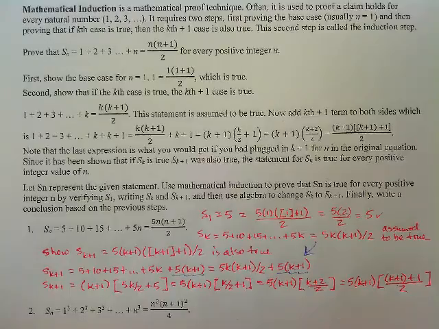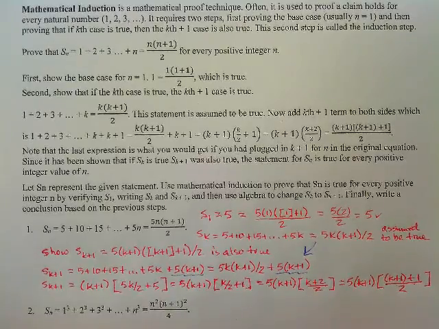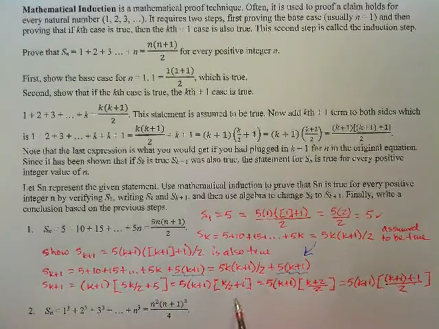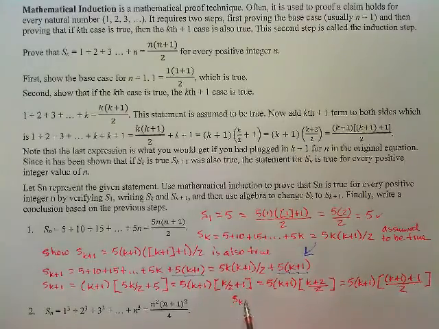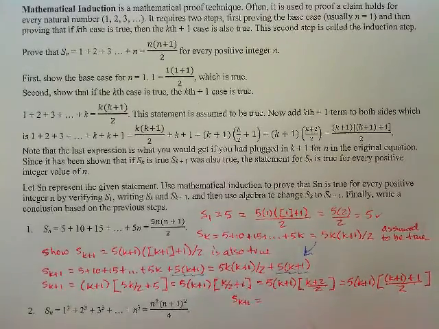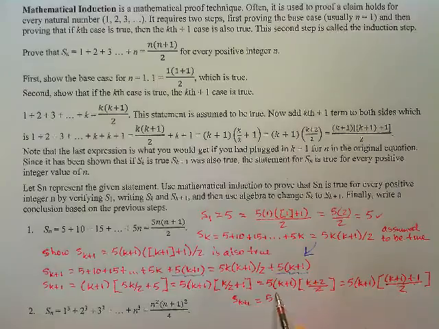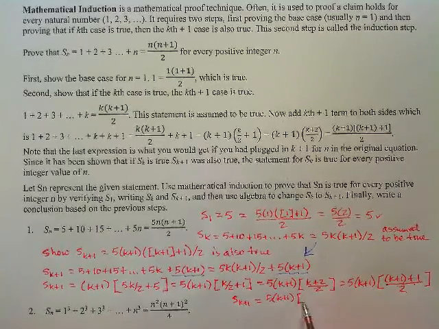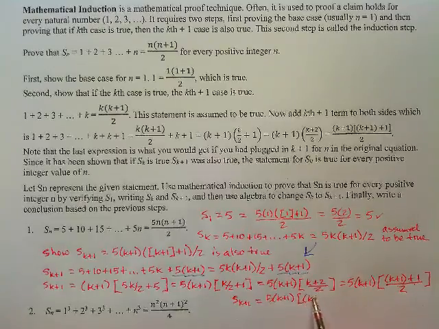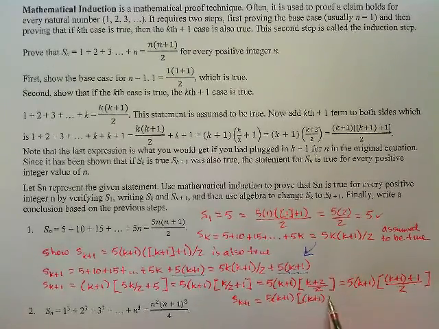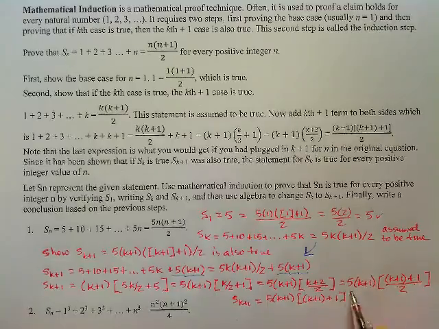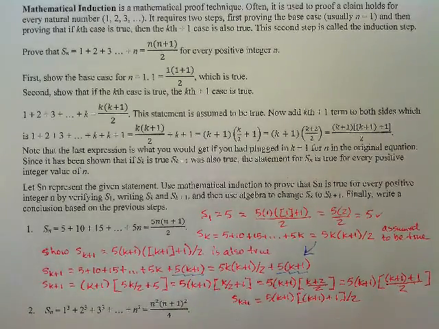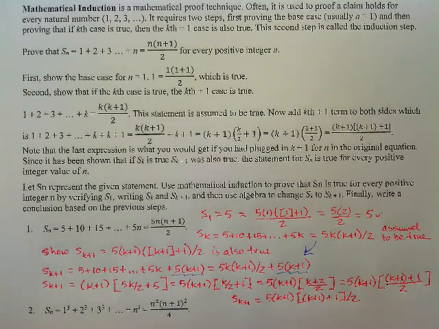Okay, and so, if you will, sk plus 1 equals 5k plus 1 times k plus 1 plus 1 all over 2. And so we have done mathematical induction.